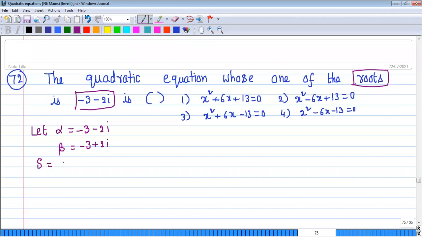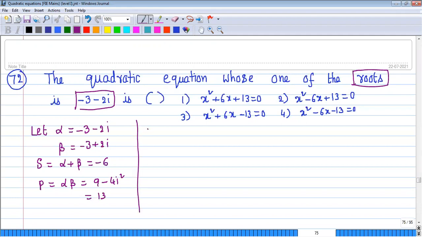Sum alpha plus beta: minus 2i plus 2i cancel, minus 6. Product alpha beta: so a square minus b square form, minus 3 square is 9. This will be minus 4i square. I square is minus 1, so 9 plus 4 is 13.